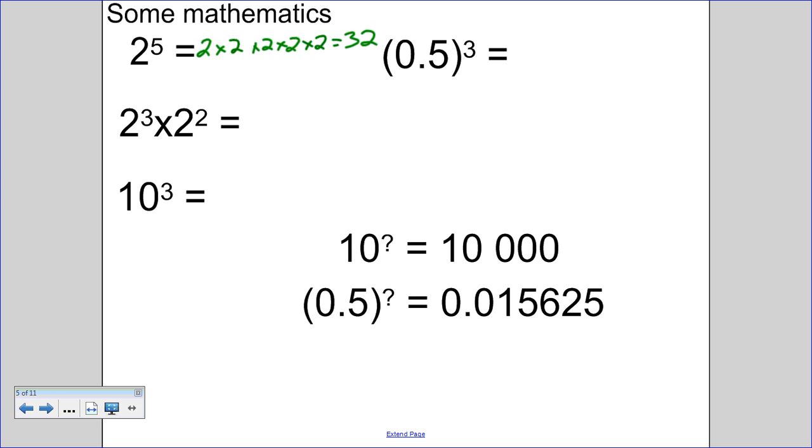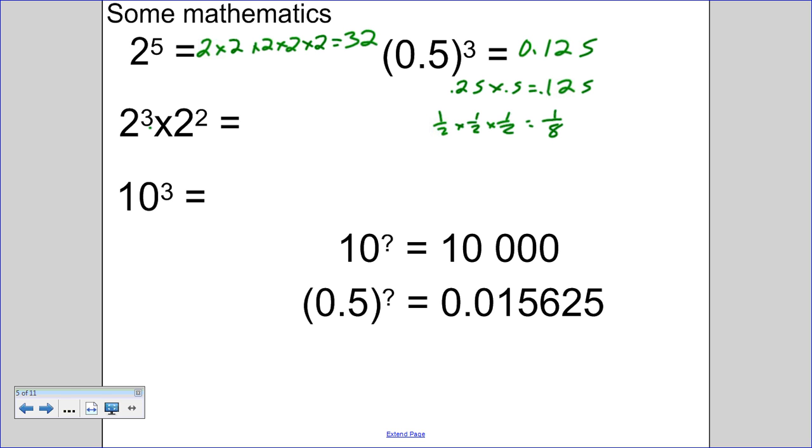0.5 to the power of 3, well, 0.5 times 0.5 is 0.25, so that's to the power of 2, times 0.5 is 0.125. Or, another way of putting this is 1/2 times 1/2 times 1/2, which is equal to 1/8.